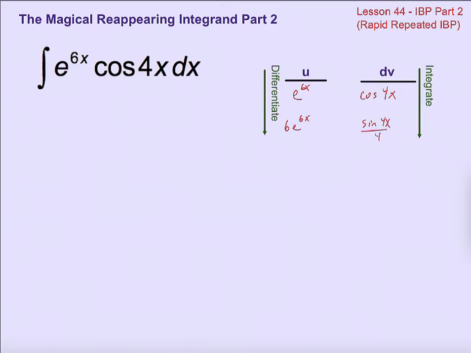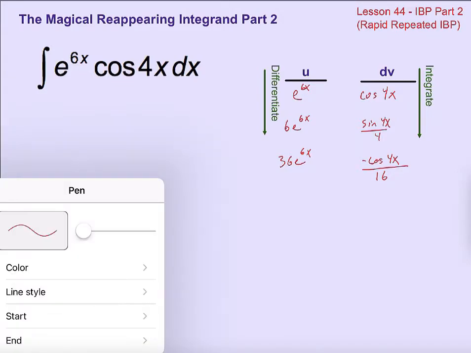And I'll try it again. Differentiate one more time, 36e to the 6x. Integrate again here, negative cosine of 4x over 4 and over 16. And you might be noticing this doesn't seem to be getting any better. In fact, we seem to be just right back where we started.